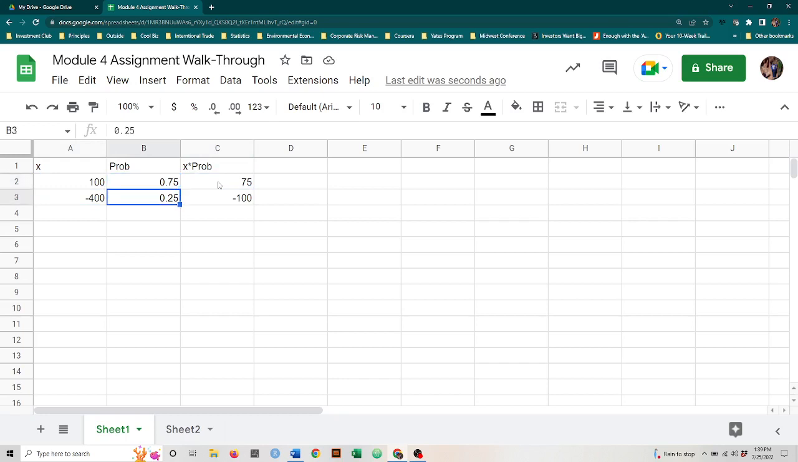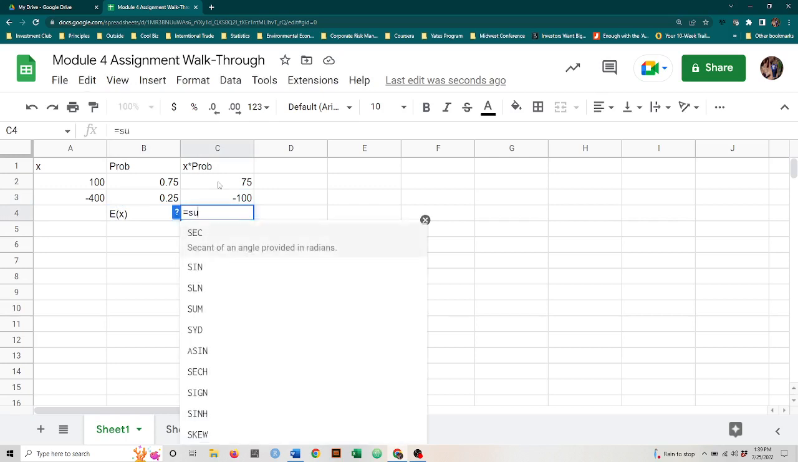They have different probabilities, so we want to weight the good state a little bit heavier than the bad state. But notice that even when we weight those, even though the likelihood of the bad state is lower, the actual outcome is much worse. So you can see that even when we weight it by the probability, it still ends up being a little worse overall. Then our expected value is the sum over those right here. So we can add those up.